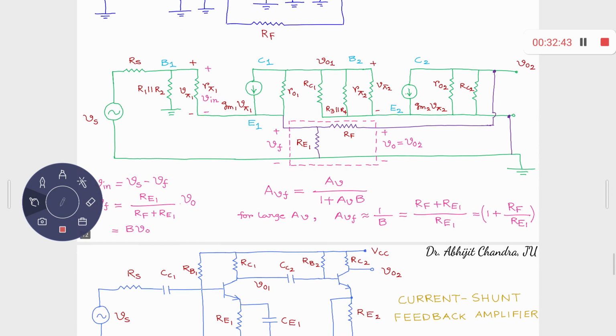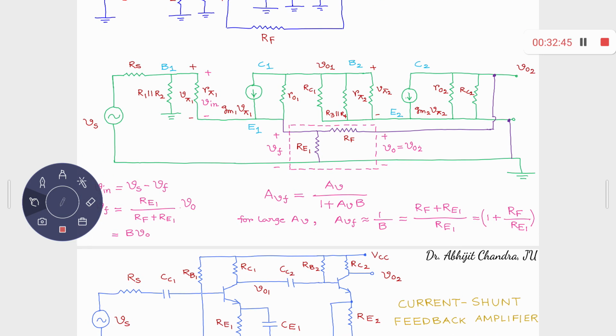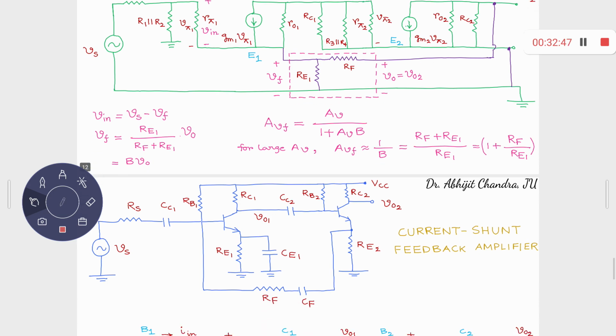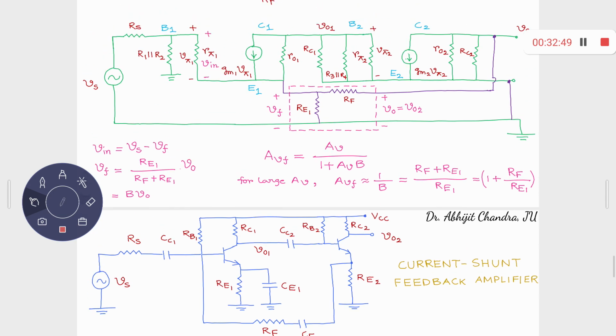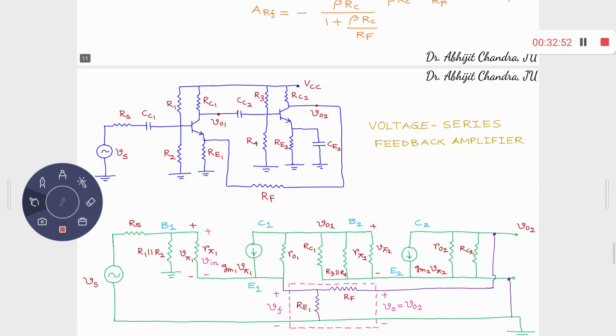So now only one feedback topology is left. That is the current-shunt kind. So for current-shunt, what change do I have to perform over there? Can you tell me? Although I have shown you the circuit, what change do I have to incorporate for current-shunt? For current-shunt, how can I collect the signal?